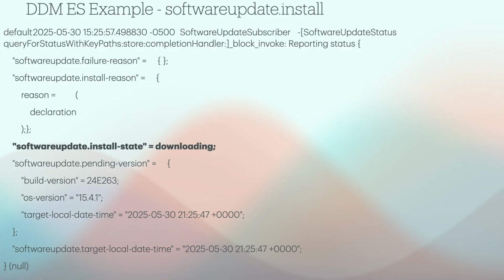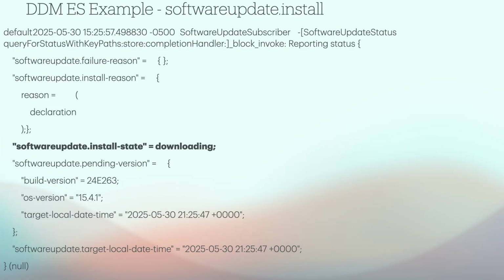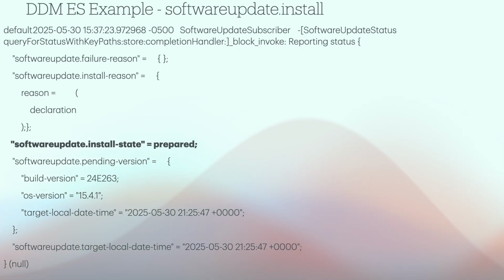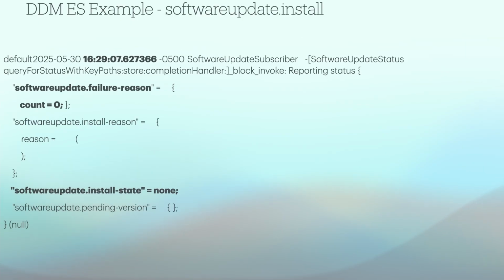So after that takes place, then the update will start doing its downloading. And if we look, here's my screenshot of it that I took at 3:26 where it's downloading, and at 3:25 is when we see the status channel there. So it's taking place at that same time then. Wait a little bit of time after that. The install state will flip to prepared, and then it will flip to installing. And so then the device goes through, it does its thing, and then it's done.